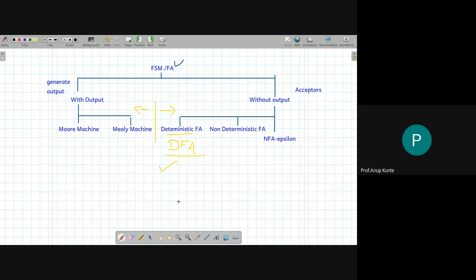Okay, how to write this in the mathematical definition? In the mathematical definition, the only change between the definition of FA that we saw and deterministic FA is that the delta function for the FA is now restricted to be a one-to-one onto mapping. That is, it is a total function. So whenever delta is a total function, that is, it is showing one-to-one correspondence and onto kind of mapping, then the device becomes a deterministic finite automata.